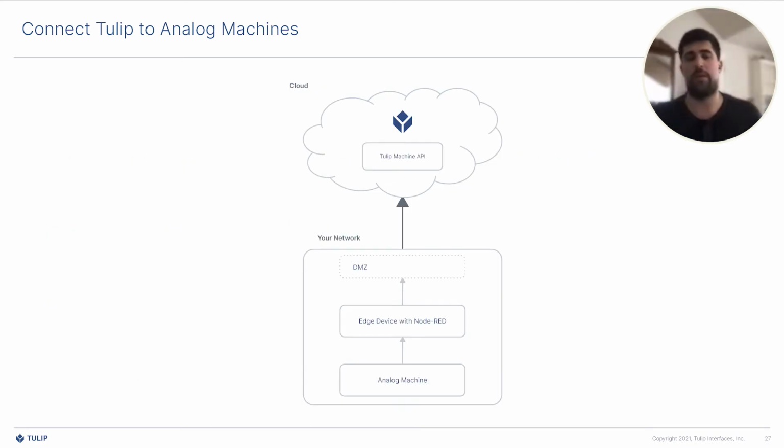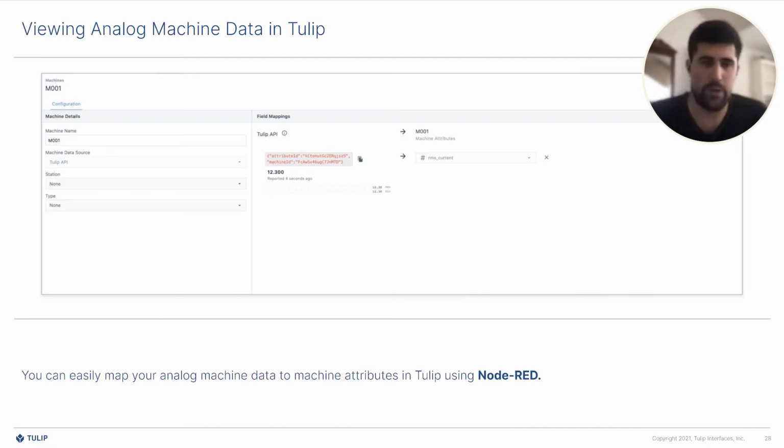So from an architecture perspective, this is what it's going to look like. You have an analog machine, right? There's some data associated with that. Maybe the analog machine's outputting that data. We have some peripheral devices that are helping you do the machine monitoring of this. That's going to an edge device, running Node-RED. That Node-RED flow sends that data up to the cloud, and it's hitting our Tulip machine API to get your data into Tulip.